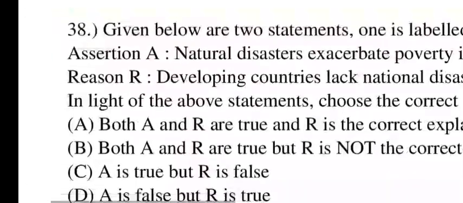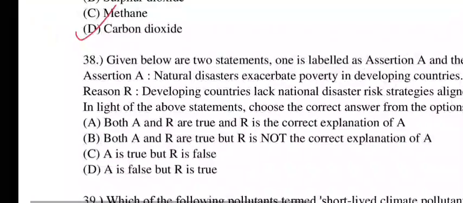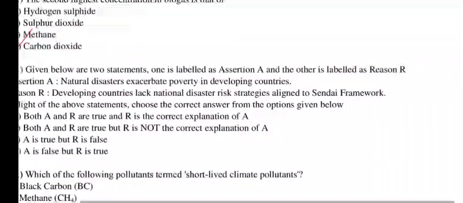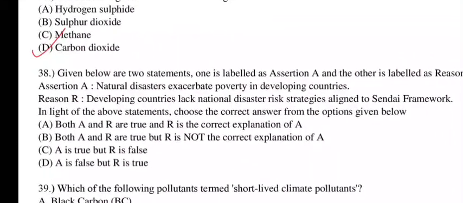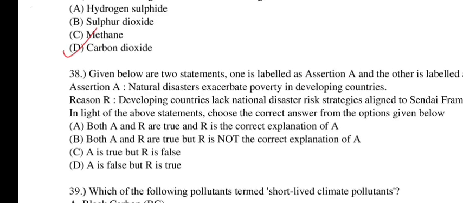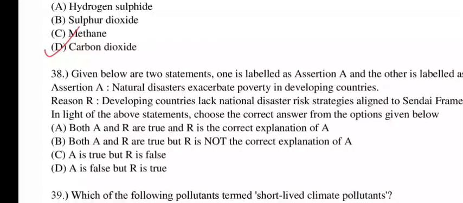Question 38 says, given below are two statements, one is labeled as assertion A and the other is labeled as reason R. Assertion A says natural disasters exacerbate poverty in developing countries. Reason R says developing countries lack national disaster risk strategies aligned to the Sendai framework. In light of the above statements, choose the correct answer from the options given below.